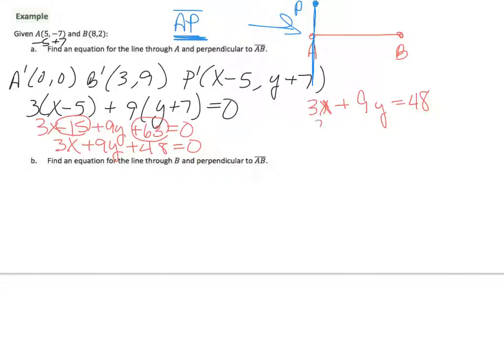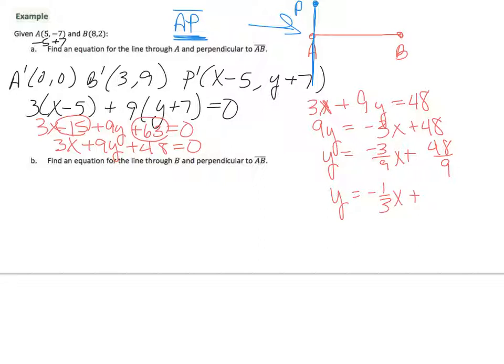And then I'm going to subtract 3x from both sides. I'm going to divide everything by 9. Negative 3 over 9x plus 48 doesn't go into 9, so we're going to leave that. 48 over 9, I can simplify it though. Y equals negative 1/3 x plus, let's see, I can divide both the top and the bottom by 3. There's my equation for the line that's through point A and perpendicular to AB.